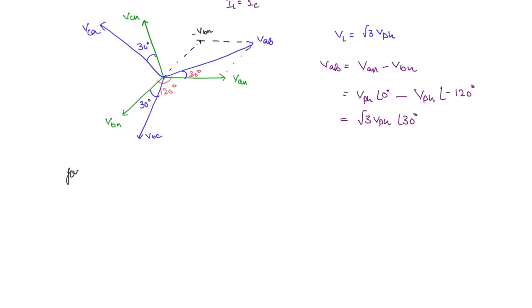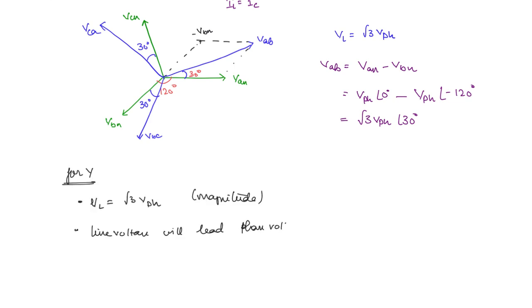For a star configuration or a Y configuration, you have the line voltage VL is equal to root 3 times the phase voltage. This is the magnitude condition. And the phase condition is that the line voltage will lead the phase voltage by how much? 30 degrees. What about the relationship between currents? The line current is equal to the phase current.